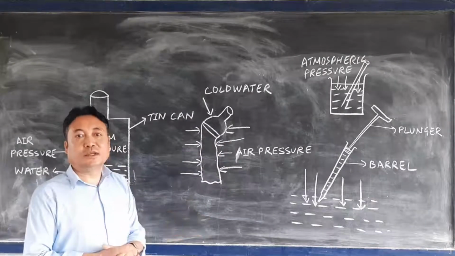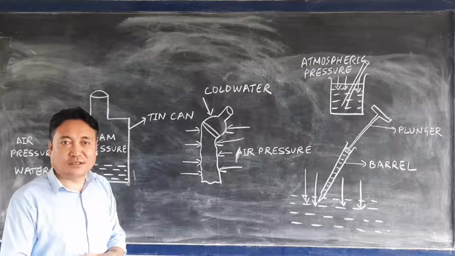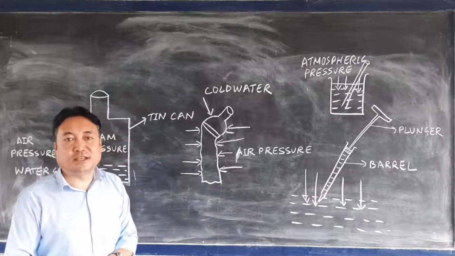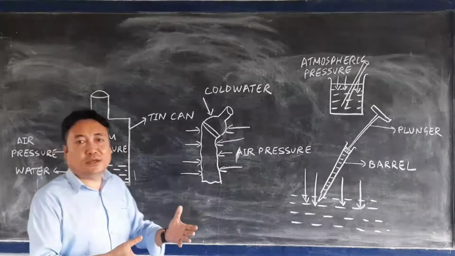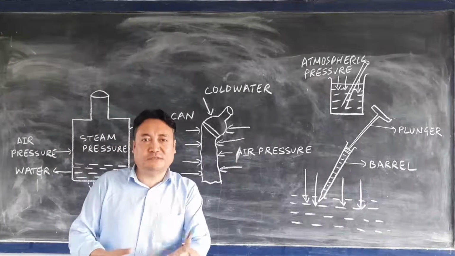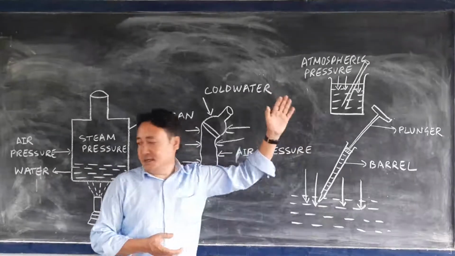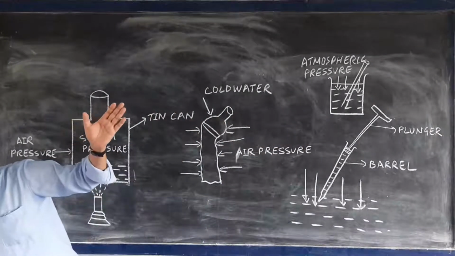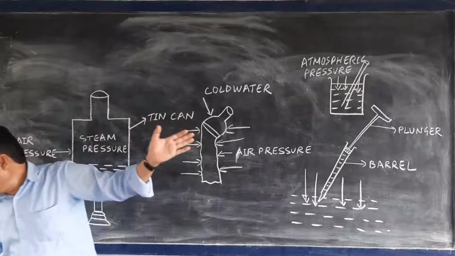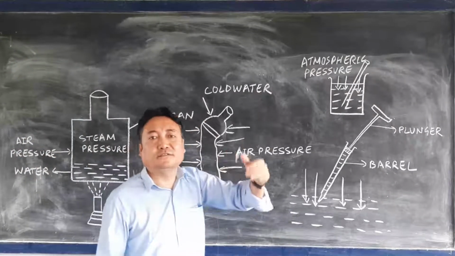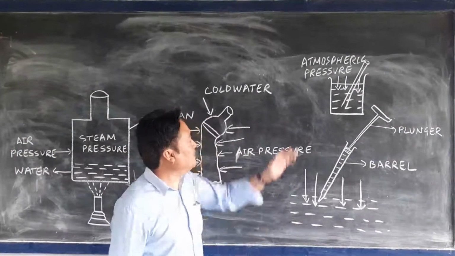So this is how the collapsing of the tin can occurs, and this demonstrates atmospheric pressure. Now the next point will come to some consequences, some effects of atmospheric pressure. Number one is the sucking of a drink with a straw. Okay, now the first one.